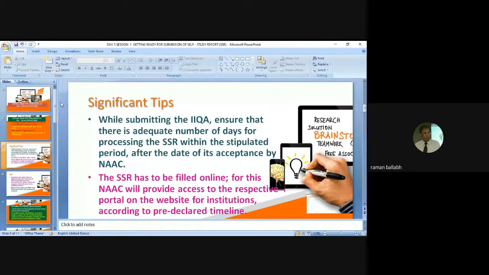Am I clear, ma'am? Jayashree ma'am, am I clear with you? Yes, sir. Sir, actually, in our institute, we are running 2 programs, MCA and MBA.